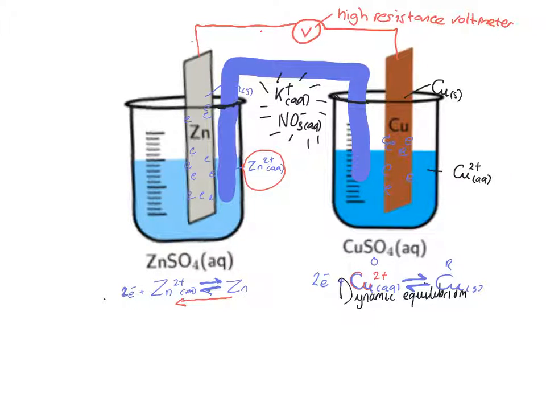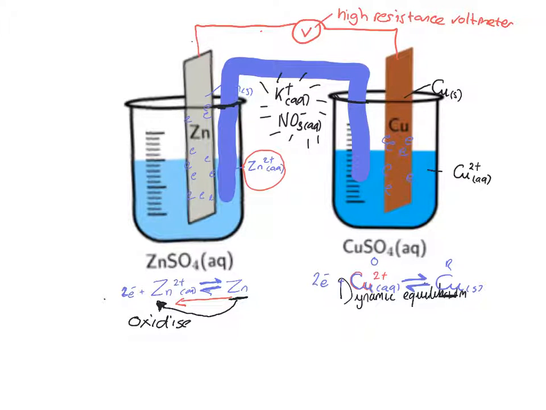So at GCSE you learn that zinc is a more reactive metal than copper, and therefore zinc has a greater tendency to give up electrons. So if you connect the two half cells, the zinc electrode, because zinc is more reactive, has a tendency to lose electrons and become oxidized.